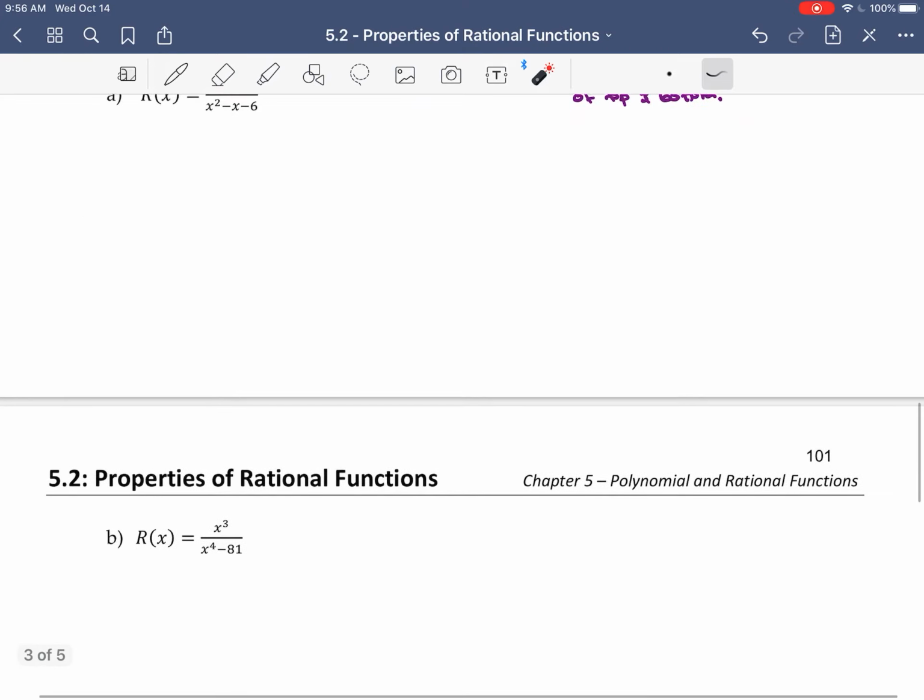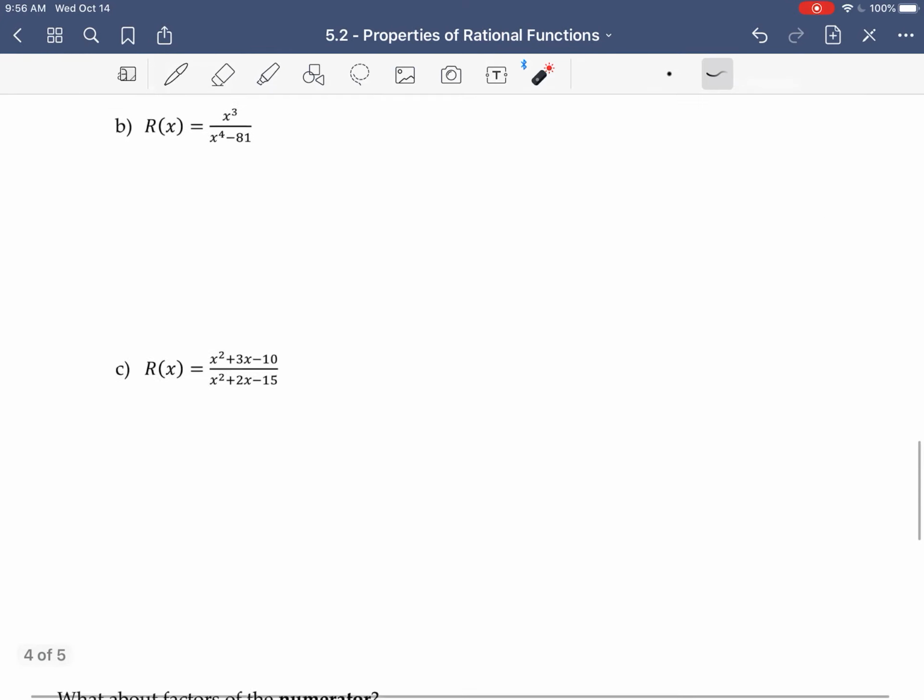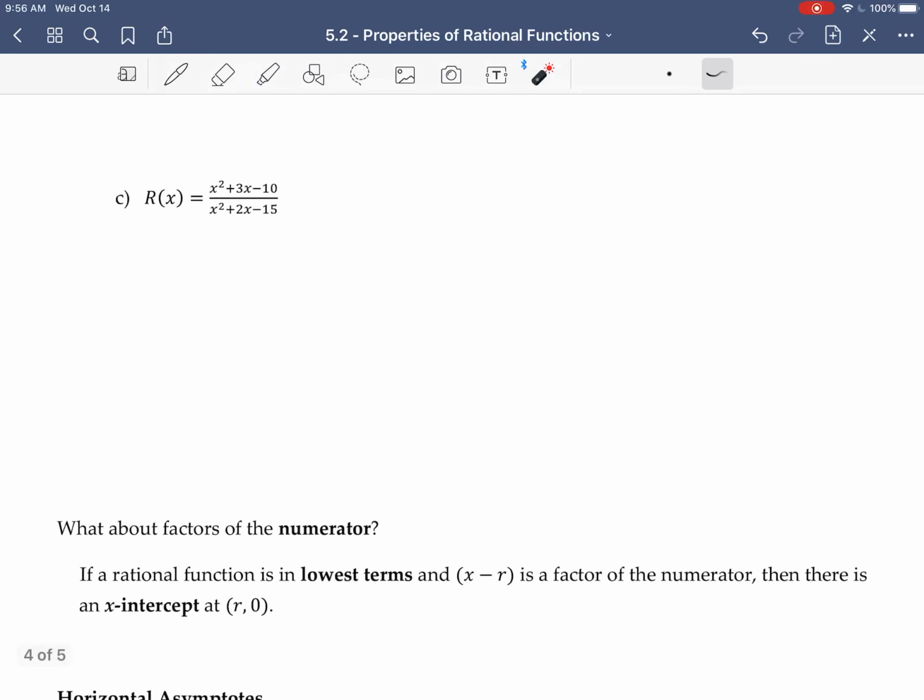So let's try 1. I'm going to skip A and B and do part C here. So this is our function. It's x squared plus 3x minus 10 over x squared plus 2x minus 15. Okay, so we should first find the domain. That means that we want to solve the bottom equals 0. So we would factor it.